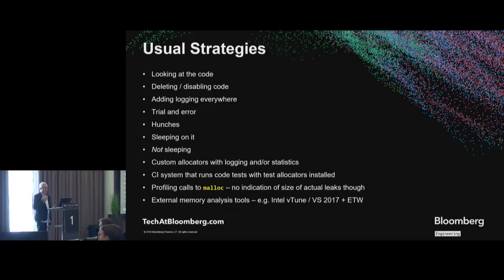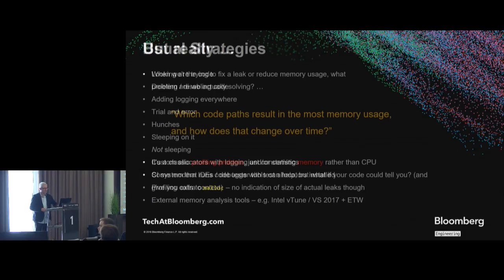External memory analysis tools: I started doing this work before some of the latest compilers and tools were released, which actually do solve some of these problems a little bit, but in a different way. Intel vTune has a pretty decent memory profiler built in. Visual Studio 2017 now hooks into Event Tracing for Windows, which is the kind of kernel-level logging that Windows has, and that can record memory accesses. I would argue that what I'm going to show you gives you a little bit more context than some of those tools, and certainly in some cases is more useful.